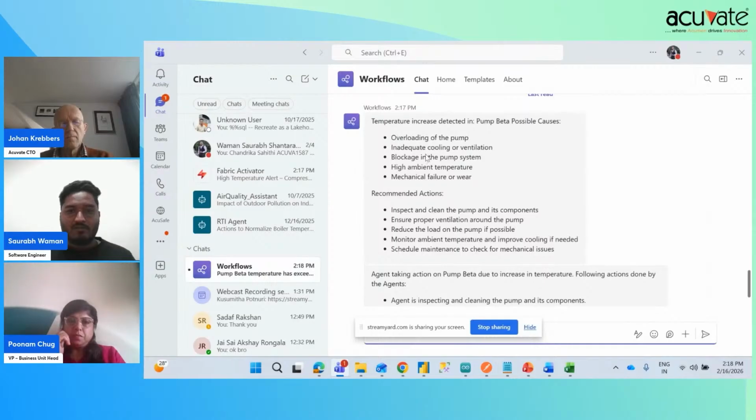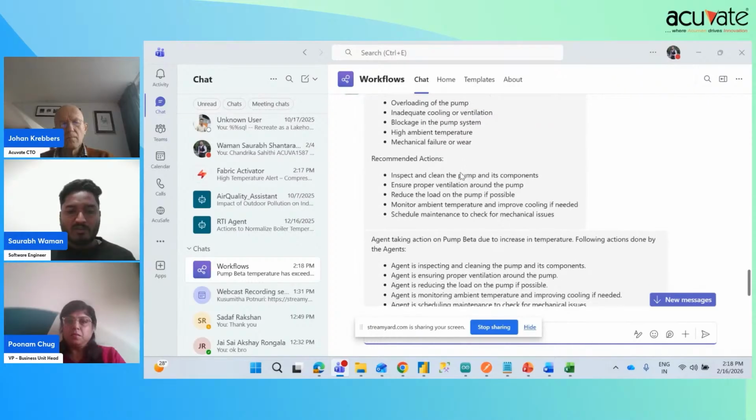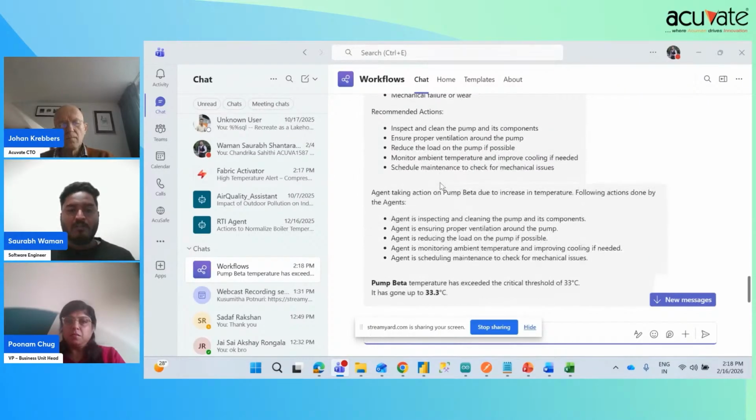You can see it is checking the pump, as the pump temperature is increasing, so it will find out the possible causes like overloading of the pump, blocking in the pump system, or high ambient temperature. It will also give the recommended actions, and it will start working on those recommended actions.